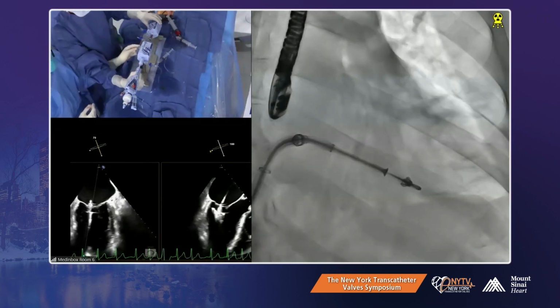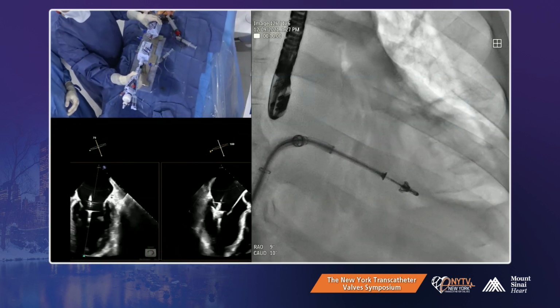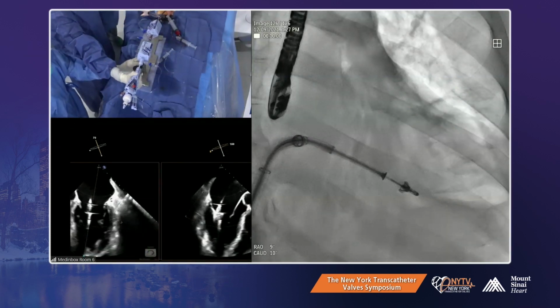Let's check 3D one more time. He may be interfering with the cord. We'll check 3D. If you go in the middle of the valve, maybe we'll check 3D one more time. Why don't you look at the 3D again?